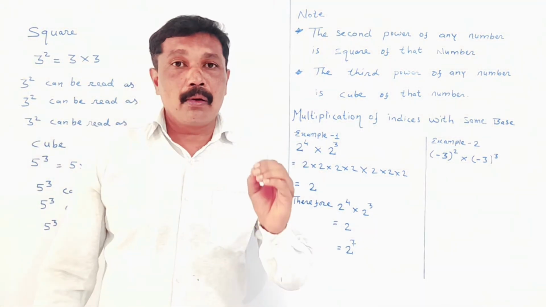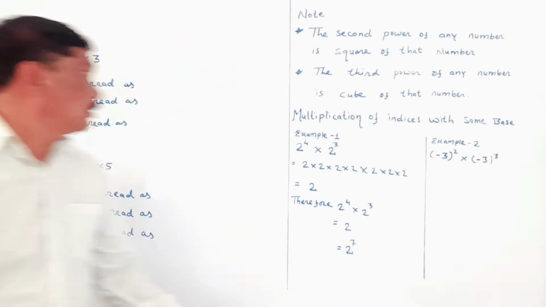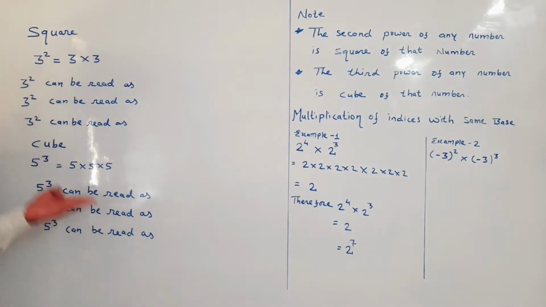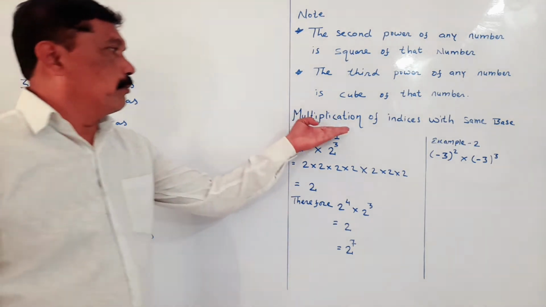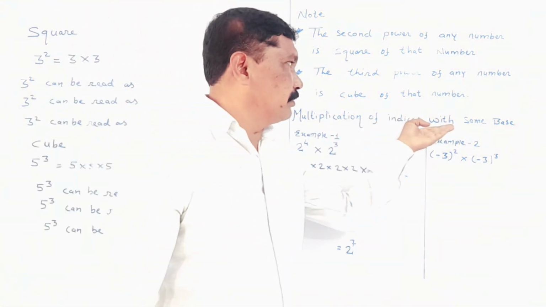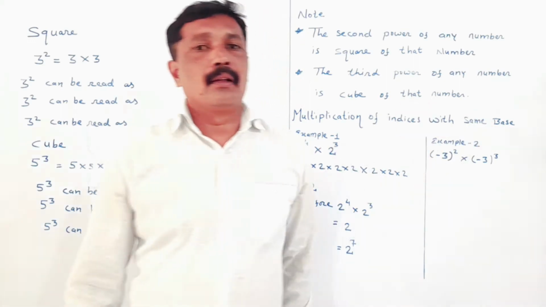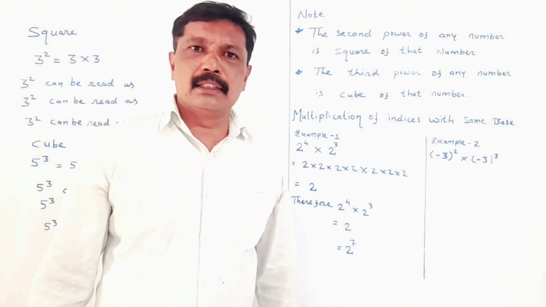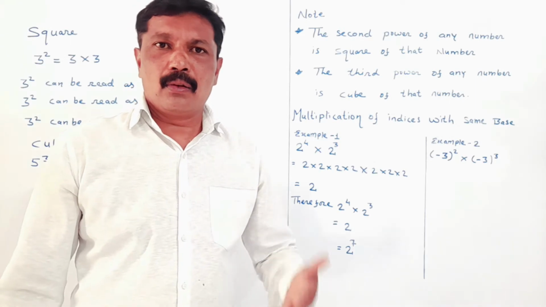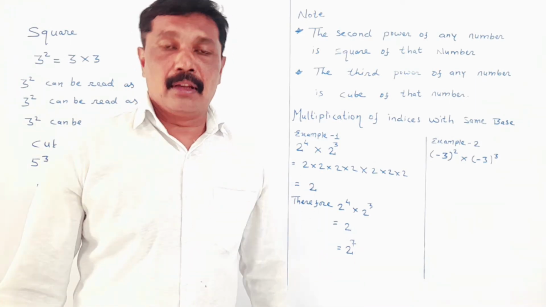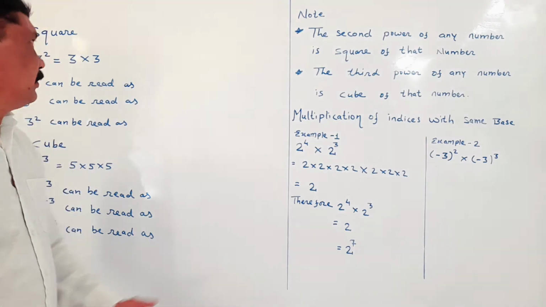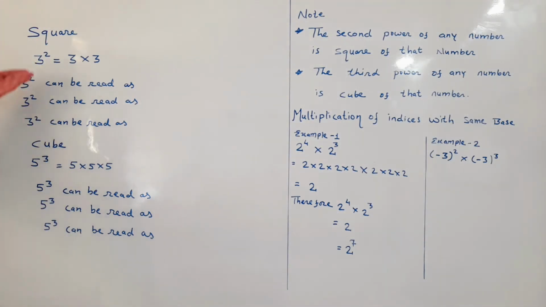Today we are going to have brainstorming over square, cube and multiplication of indices with the same base. My dear student, let's consider square. What does it mean? If we have a number which is given in the form of, for example, 3 raised to 2, we can write it as 3 into 3.